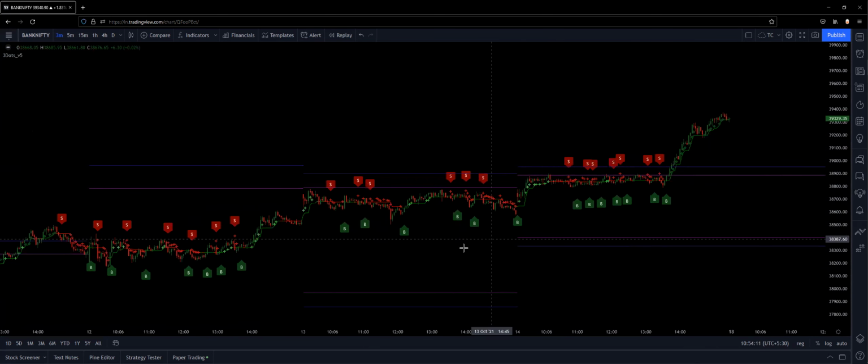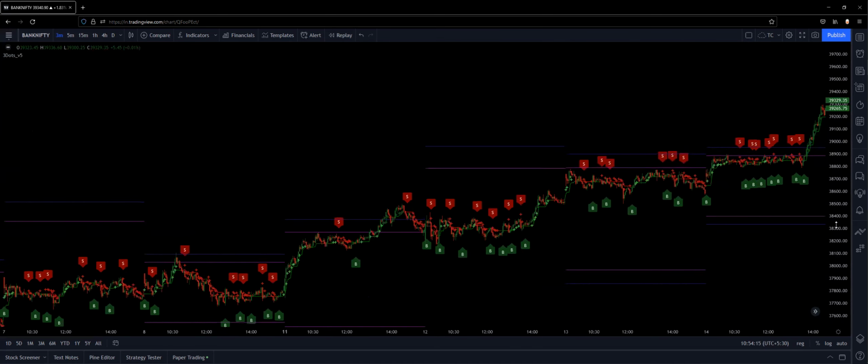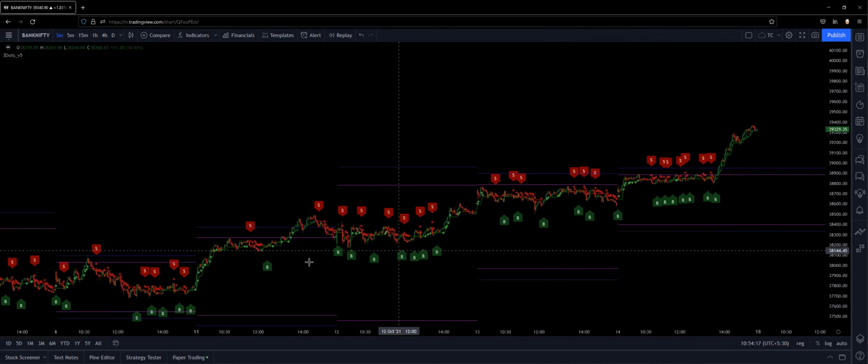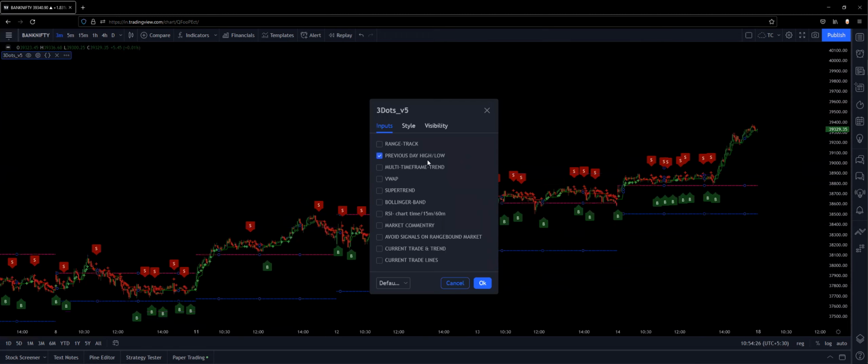That is the range track for you. You can check it for all other scripts. This will give very beautiful information, right? That is range track. Next one is previous day high and day low.